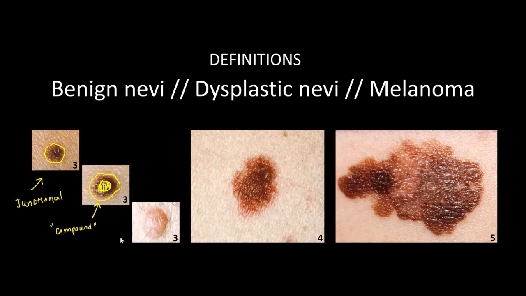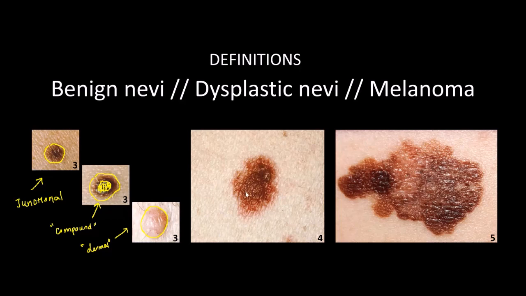And then the final type of nevi down here are the dermal nevi. And dermal nevi describes exactly what's going on histologically, which is that the melanocyte clusters are located primarily in the dermis, which gives us this very nodular raised appearance and this lighter pigmented tone.